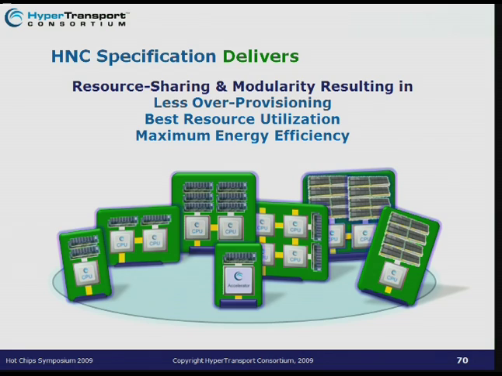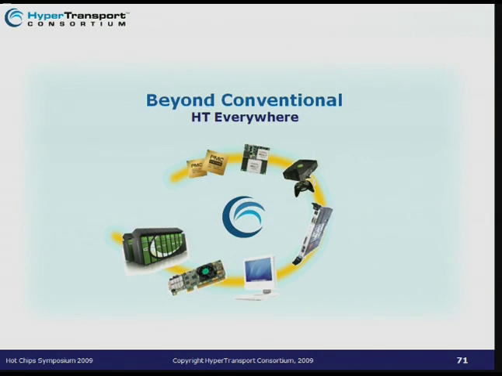So this will provide resource sharing and modularity, hopefully resulting in less over-provisioning. For instance, with this technology, we no longer need to over-provision memory in every node. We can just reduce the size of memory in every node, because now a node can borrow memory from a neighboring node, thanks to the fact that we have a shared address space. This leads to better resource utilization and maximum energy efficiency. So, basically, this is the end of the presentation.